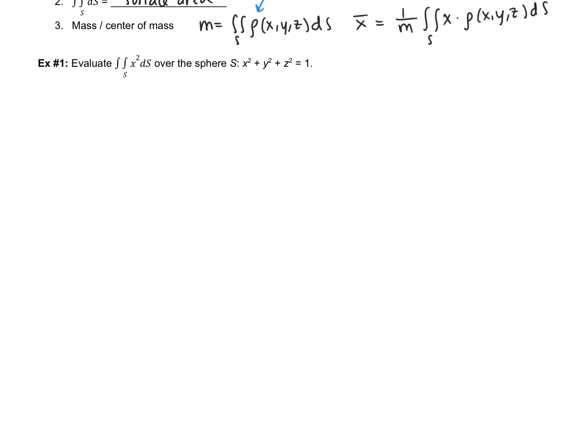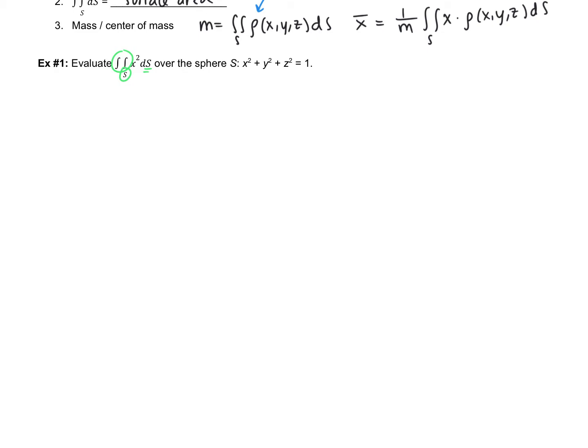Example 1, evaluate the surface integral of x squared dS over the sphere x squared plus y squared plus z squared equals 1. So first thing to point out, how do we know it's a surface integral? We have dS with a double integral. So a line integral would be C and a single integral, and then we have a capital S instead of a lowercase. So what we're going to do is evaluate using the first option.